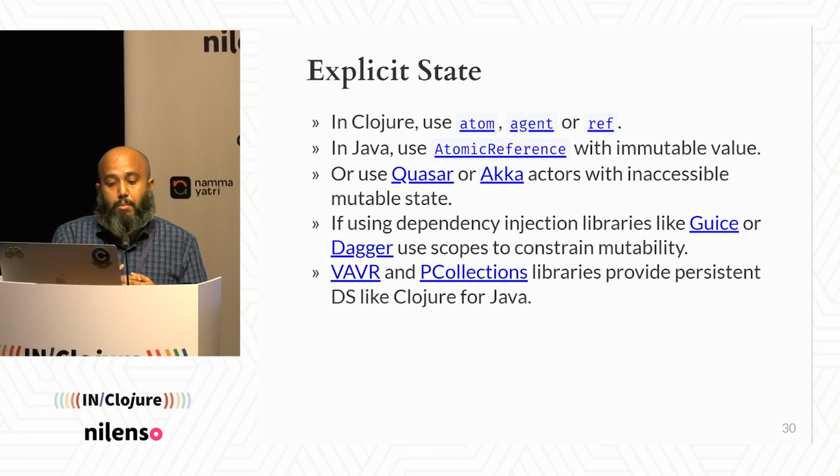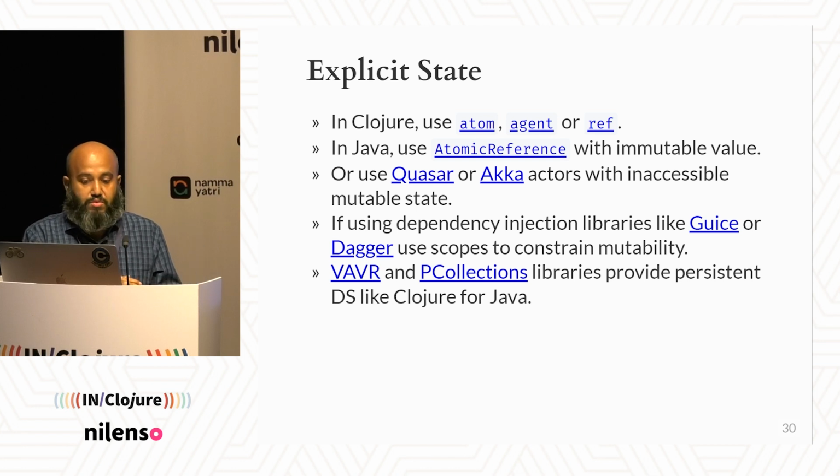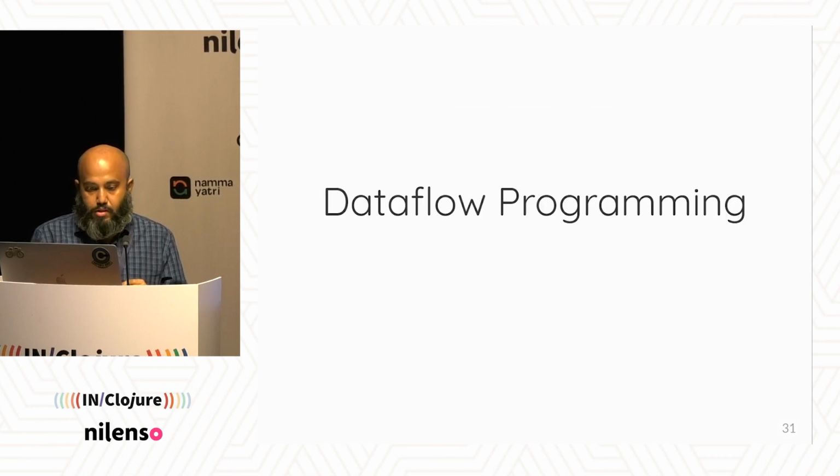There are also persistent data structures like Clojure's for Java. There's Vavr and PCollections. These are very much similar to the Clojure maps and vectors, but in Java, right?